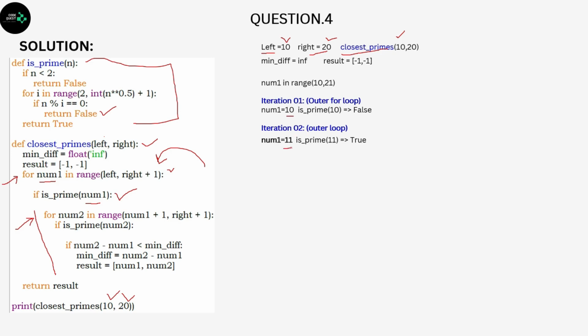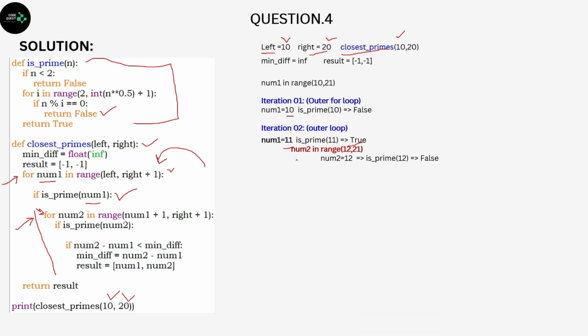For which, what is the num1 value going to be? 11. Now when I apply is prime on this 11, I am going to get true because 11 is a prime number. Now because this 11 is a prime number, this inner loop is now going to execute.